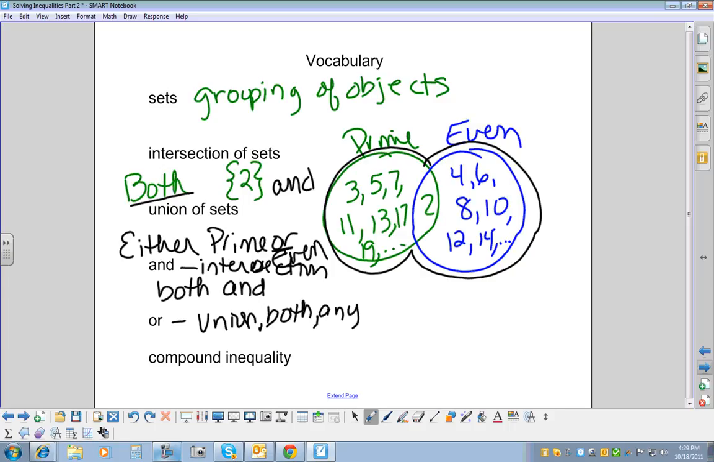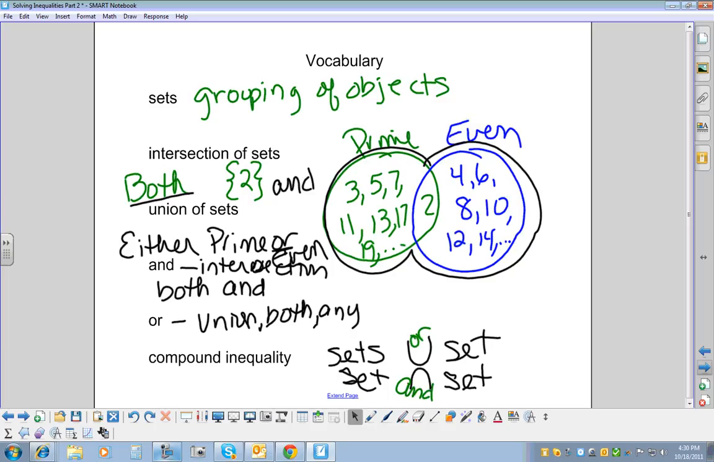Intersections of sets tend to be smaller numbers because it's a little bit more exclusive, while a union tends to be a larger number of elements because it includes anything that's in there. And so when we have a compound inequality, what we're doing is we're looking at two different sets that are joined by either a union or a set that is joined by intersection. And so remember that our union is or, and our intersection is and.